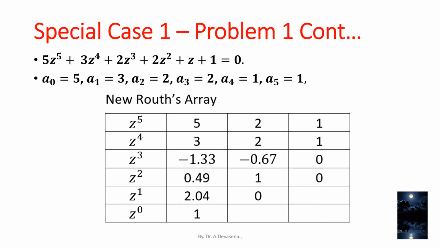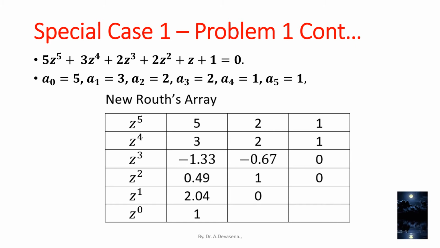The new Routh's array has the values: the z power 5 row comprises of the coefficients a0, a2, a4, that is 5, 2, 1. The z power 4 row comprises of the coefficients a1, a3, a5. Its value is 3, 2, 1. With the help of the z power 5 row and z power 4 row, we have calculated the values of the z cube row, that is b1, b2, b3.